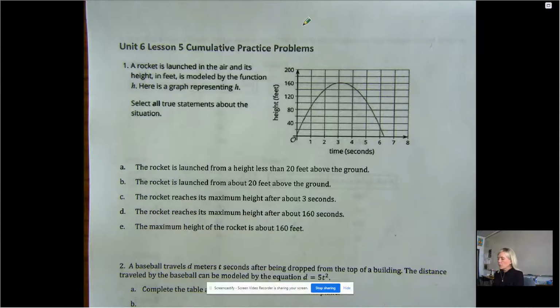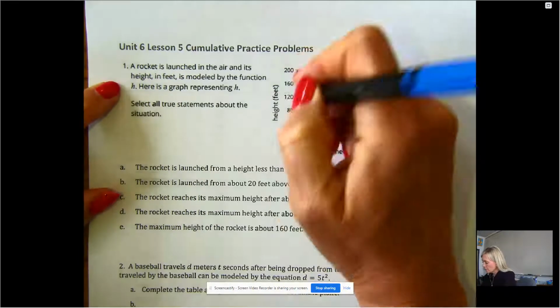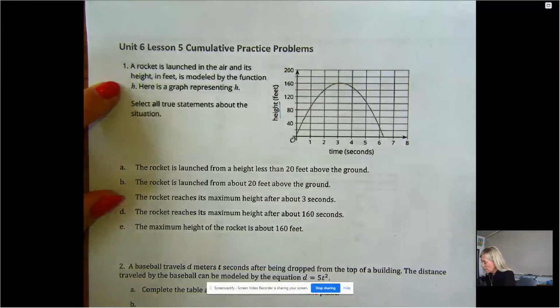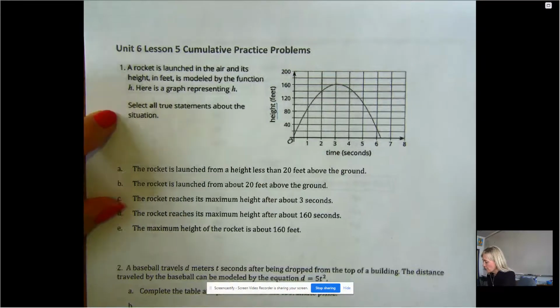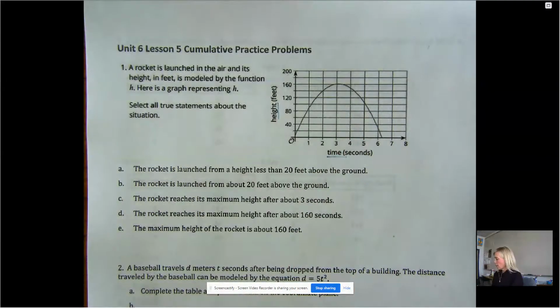All right, so number 1, a rocket is launched in the air and its height in feet is modeled by the function h. Here is a graph representing h, and then this is time here on the horizontal axis. All right, so the first question is to select all true statements about the situation.